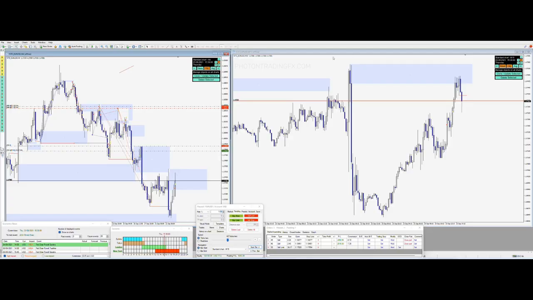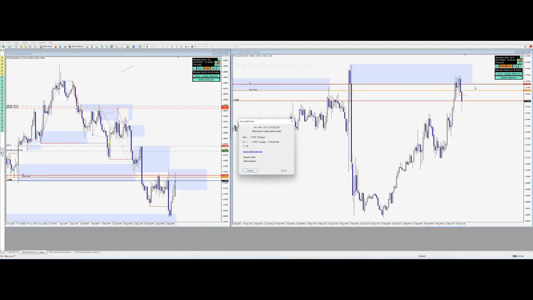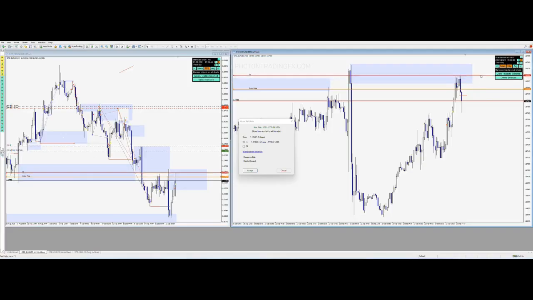So in theory, this low should hold. So let's take a short on this. I'm not going to draw it on because I need to speed this up. Roughly 25%, stop above the high.